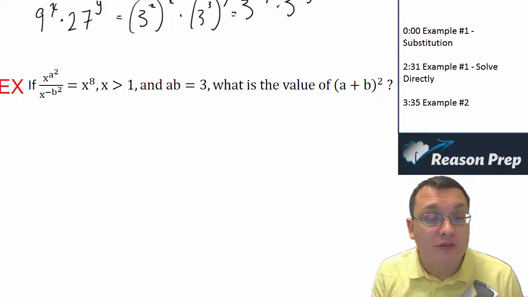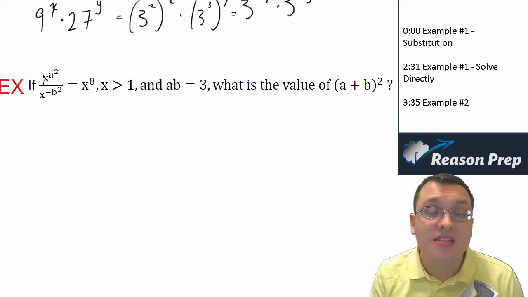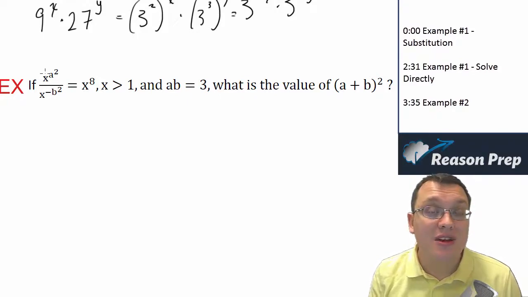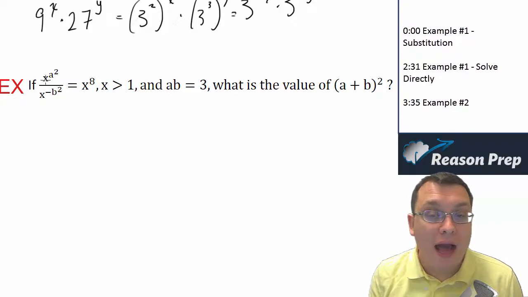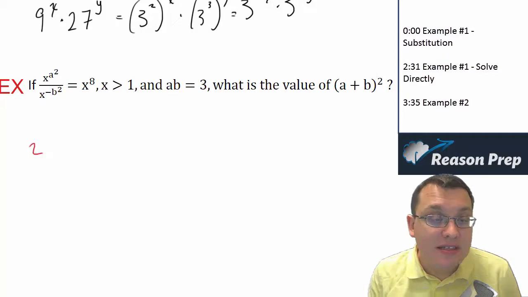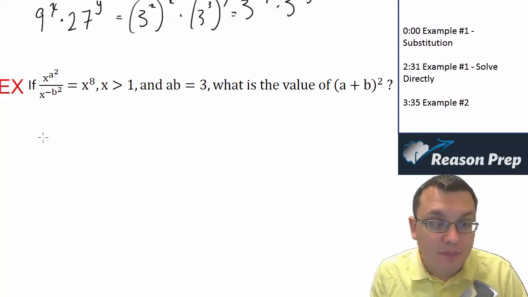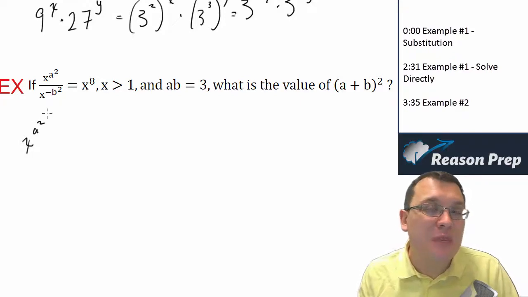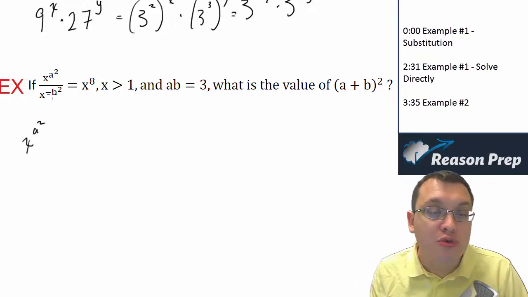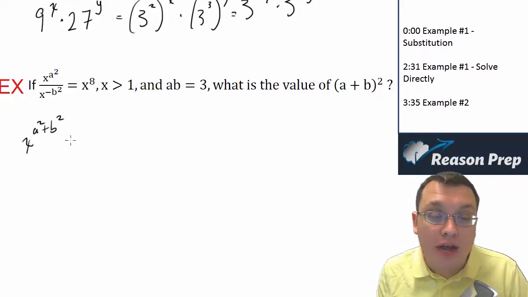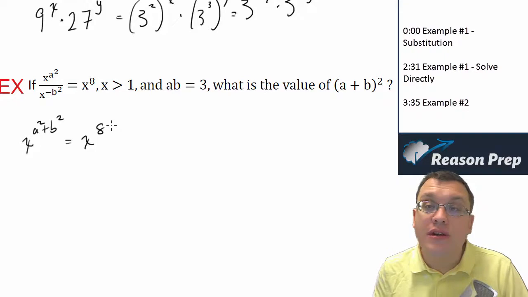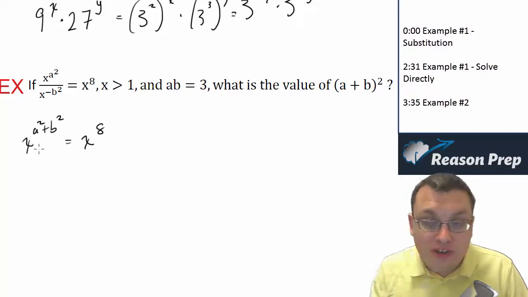going on. Because the first thing we should notice is I've got two exponents here with the same base, so that means when I divide them, I can subtract my exponents. So x to the a squared over x to the negative b squared is going to be the same thing as x to the a squared minus negative b squared. Remember to be careful with your sign. We're subtracting negative b squared, so that actually just becomes plus b squared. And I know this is equal to x to the 8, so let's hold that aside for a second.